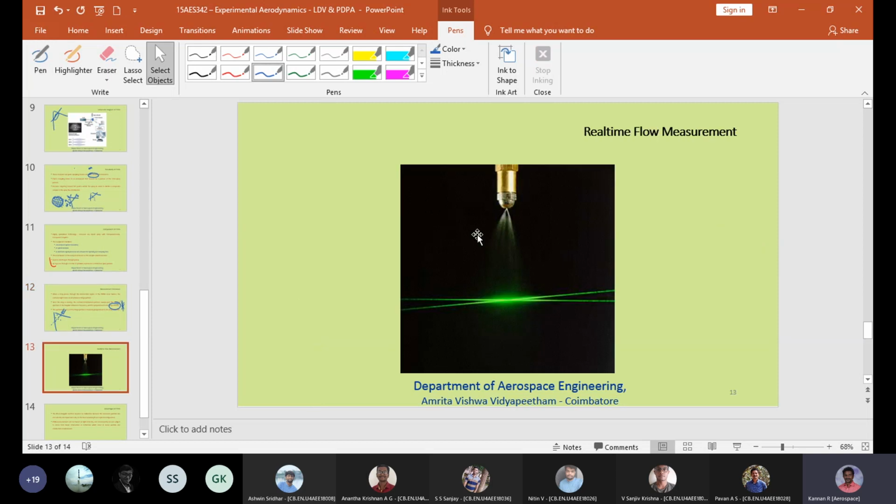This is like a spray pattern. You can see that a spray is coming out, and the droplet is forming in this zone.